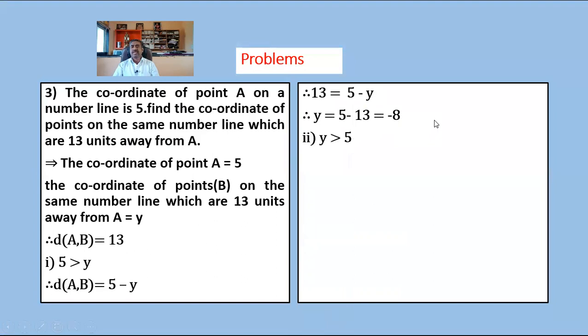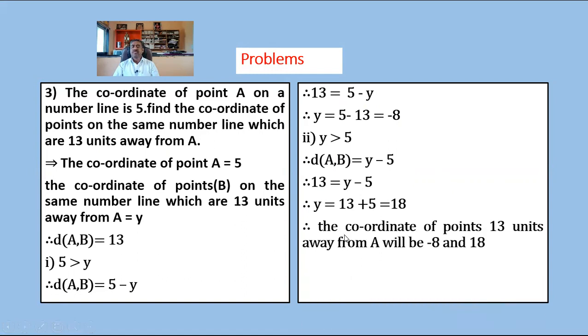For the second possibility, y is greater than 5. Distance AB is equal to y minus 5. Distance AB is equal to 13, so 13 is equal to y minus 5. Minus 5 goes to the LHS, then we get plus. Therefore, y is equal to 13 plus 5, which is 18. So the coordinate of the other point is y equal to 18. Therefore, the coordinates of the points 13 units away from A will be minus 8 and 18.